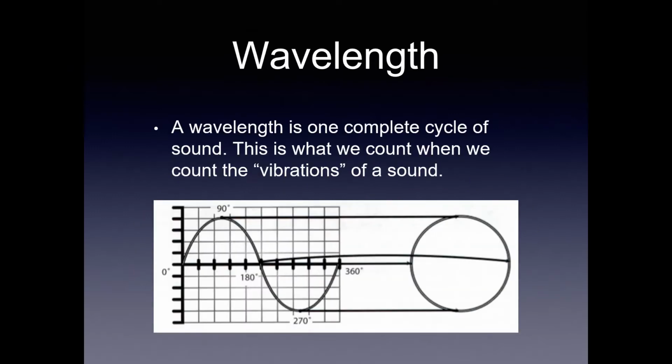So before we go much further, we really want to take a look at a wavelength. A wavelength is one complete cycle of sound. This is what we count when we count the vibrations of a sound. Now, usually when we think of a complete cycle, we might think of a circle, like a clock, where we start at the beginning and then we go all the way around and complete the cycle by going to the end.